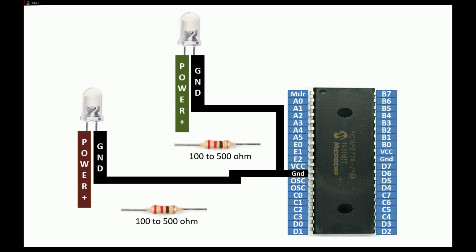Its value can be from 100 to 500 ohm for the maximum brightness. If you go to higher values, you may do it, but the higher the value of the resistor, the dimmer the LED will be by default. So I recommend using a 220 or 330 ohm resistor.